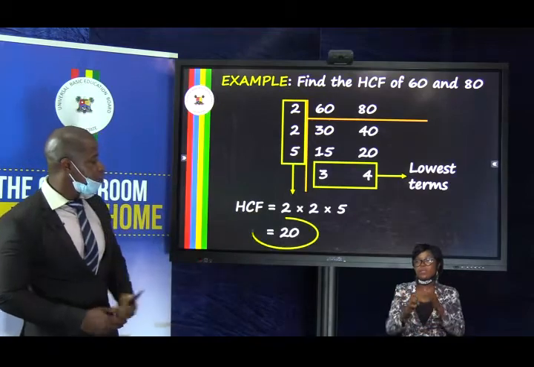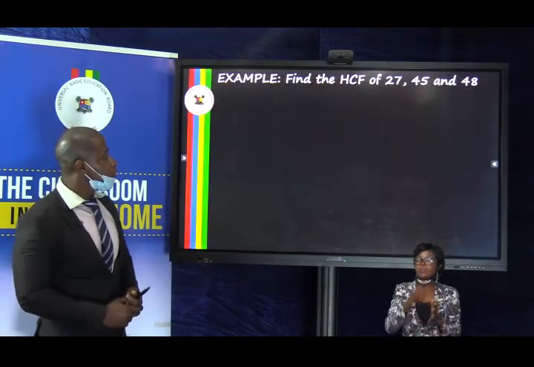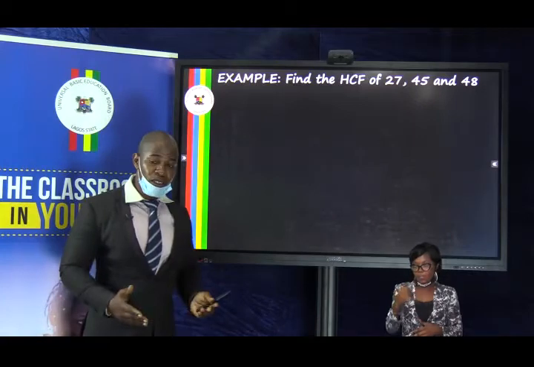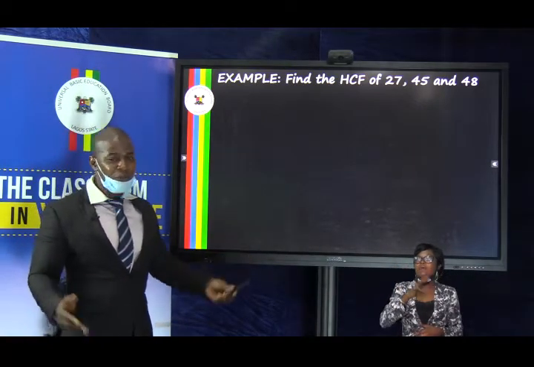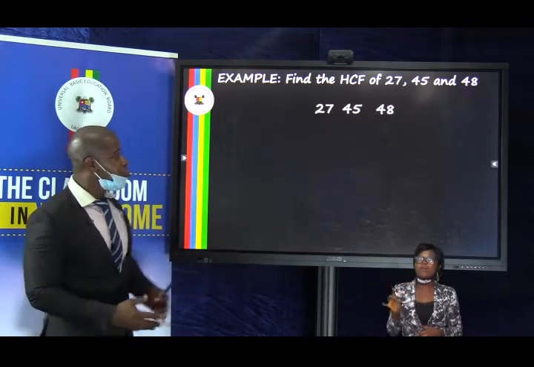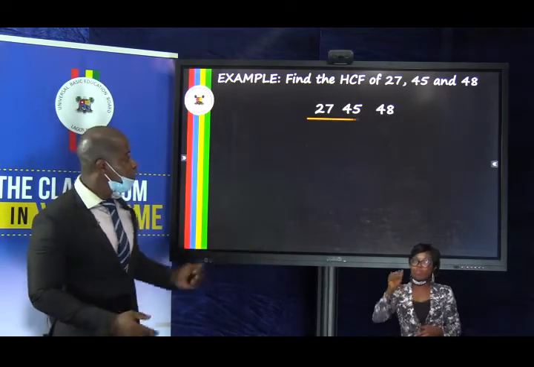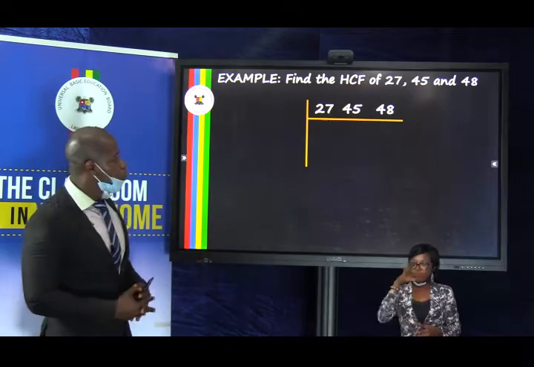Let's check out the last example. This example says we should find the highest common factor of 27, 45, and 48. 3 numbers, no problem. We just do it the same way. Arrange the numbers beside each other like so. Draw the lines like so. And then we look for common factors.